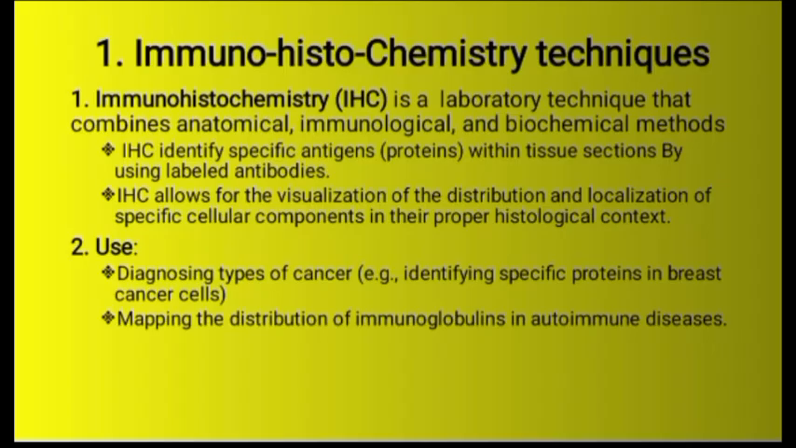To identify an antigen, we can tag that antigen with a fluorochrome, which can give us an emitted color to indicate whether there is a reaction between the antigen and the antibody. Most especially, it is used to identify specific antigen protein within the tissue by using a labeled antibody as I've said. And conventionally, it is used in diagnosing several types of cancers. The most immediate example is the breast cancer cells. We can use it in mapping the distribution of immunoglobulins in autoimmune disease, which we are going to discuss in detail in the coming classes.